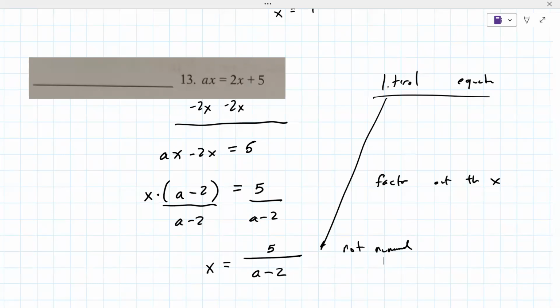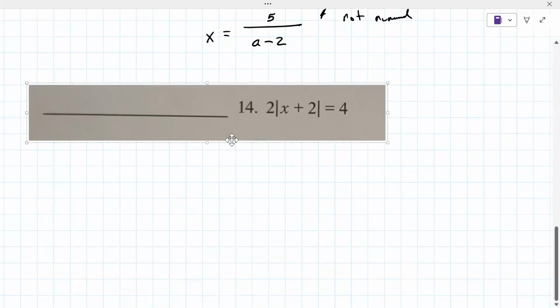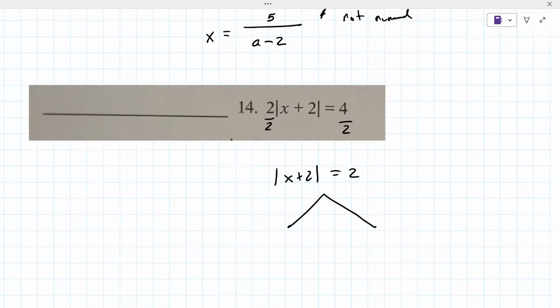All right. Let me know when you're ready to move on to 14. Okay, I'm ready. All right, 14. So an absolute value equation. First thing you can do here is divide both sides by 2. And then we're going to split this apart. There's two cases. There's the positive case, x plus 2 equals 2, and the negative case, x plus 2 equals -2. Could you attempt to solve both of these for us, please?